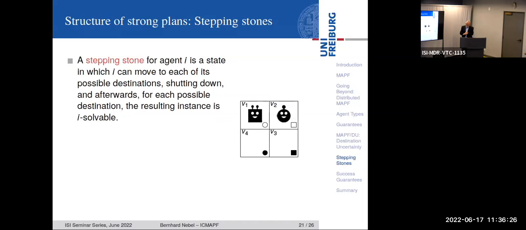Okay, so let me tell you something about the structure of these plans. One of the keys to understanding these branching plans is that there are stepping stones. A stepping stone for some agent is a state in which it can move to each of its possible destinations and then shut down. And after that, the rest can be solved.